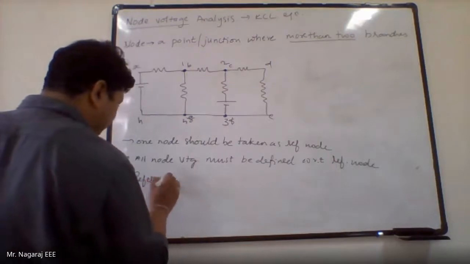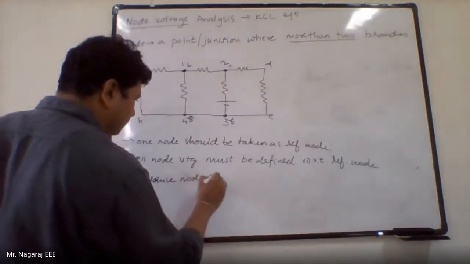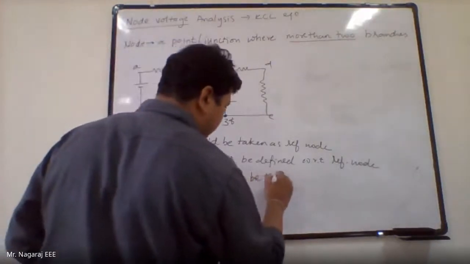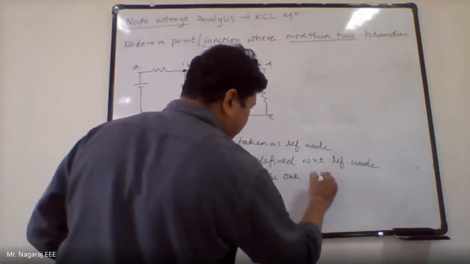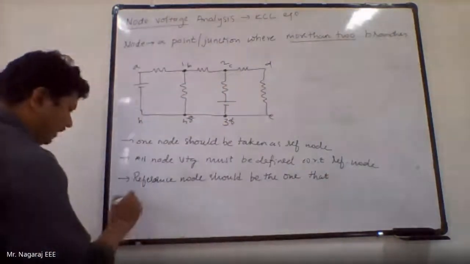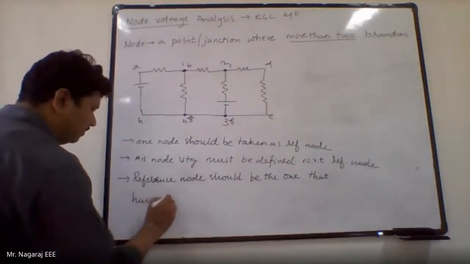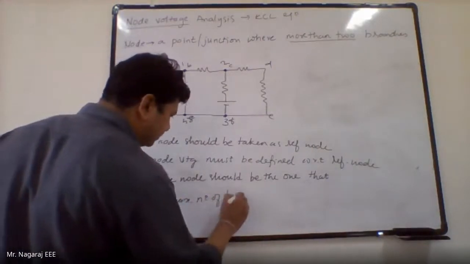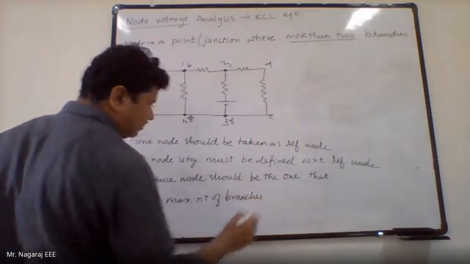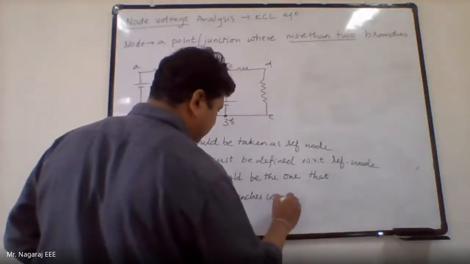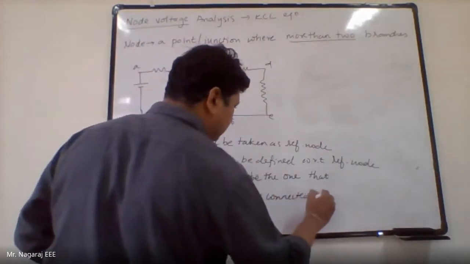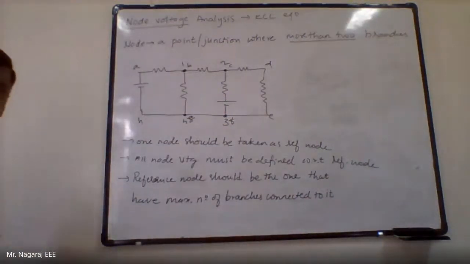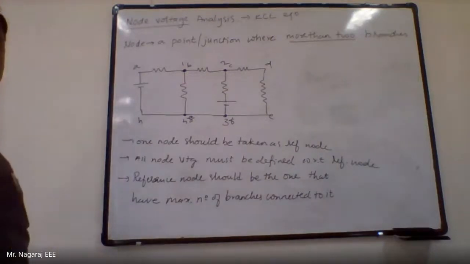Reference node should be the one that has the maximum number of branches connected. A reference node should be one which has the maximum number of branches connected.